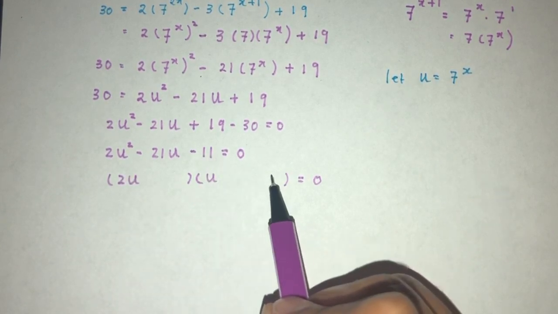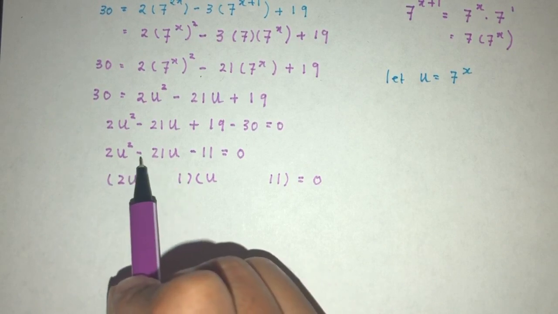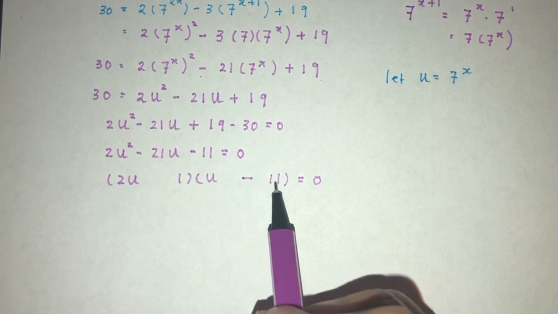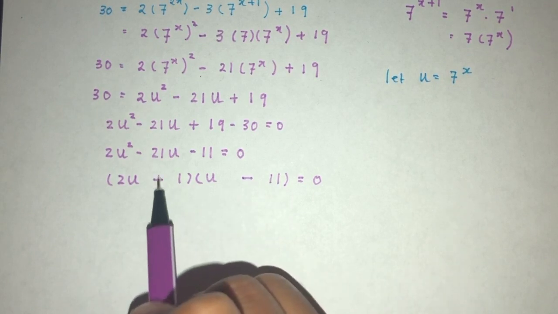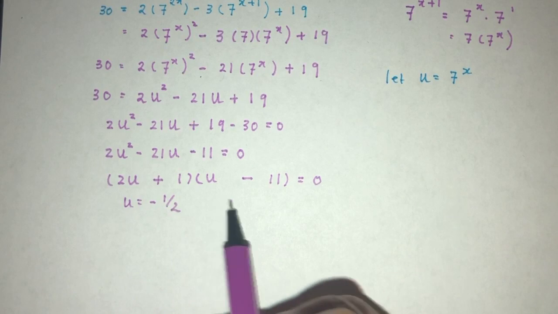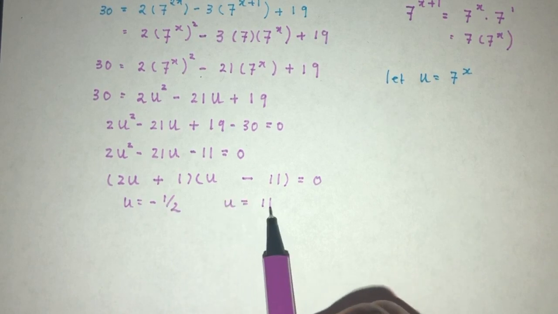11 is 11 times 1. Now to get minus 21, we have to have 2 times minus 11. That will be minus 22. Plus 1, you will have minus 21. So u will become minus 1 over 2, and u will become the value of 11.